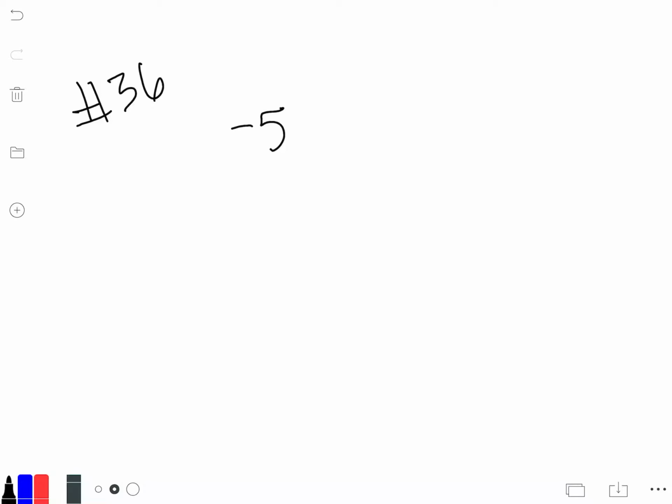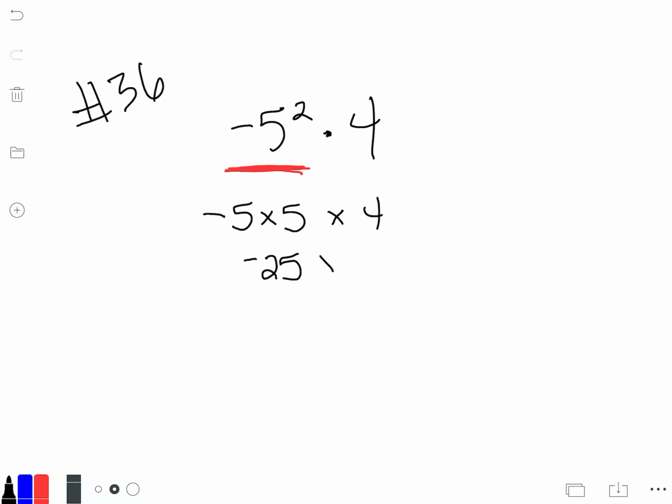It's -5 squared times 4. And so, of course, this one's a little different because there's an extra step. You want to evaluate this or solve for that first, and then multiply times 4 at the end. So remember, no parentheses, it's just one negative sign, or one number that's negative, and then we'll multiply times 4 at the end. -5 times 5, signs are different, so your answer is negative there. That would be -25. And then finally, -25 times 4, signs are different, so it's negative again.